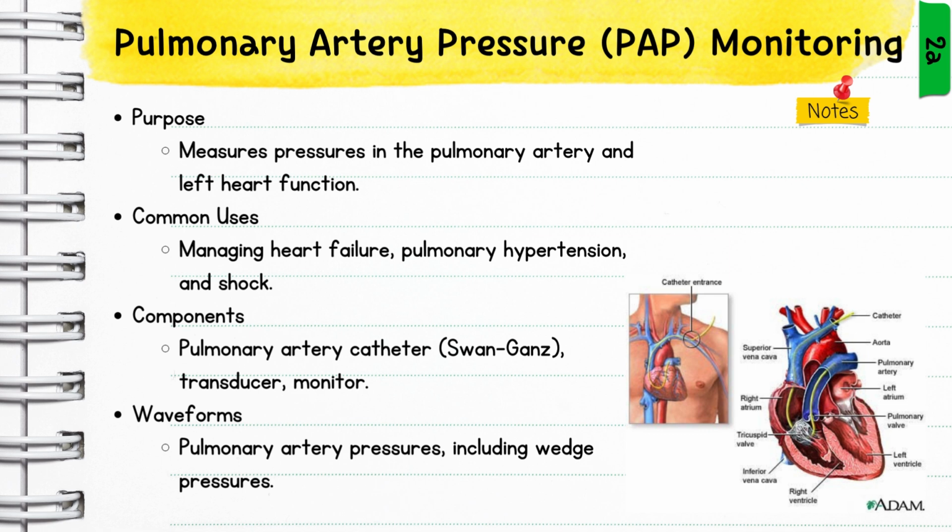Okay, and it includes the pulmonary artery pressure and pulmonary artery occlusion pressure, which is also called wedge pressure. So you might hear the word wedge pressure, and that's the pulmonary artery occlusion pressure. These waveforms help us assess both the right and the left heart function, guiding our treatments, what we're going to do with our meds, and how we're going to take care of our patient.